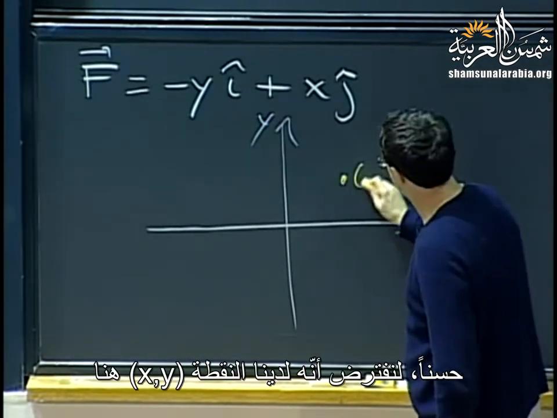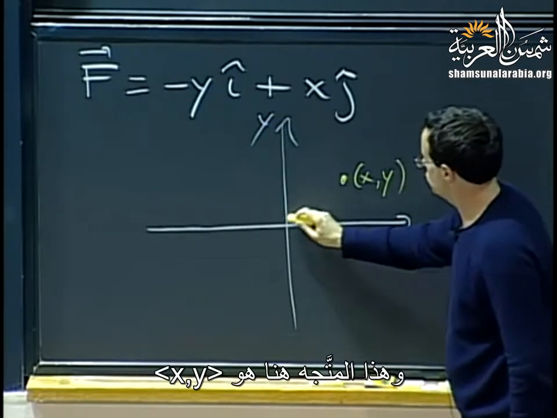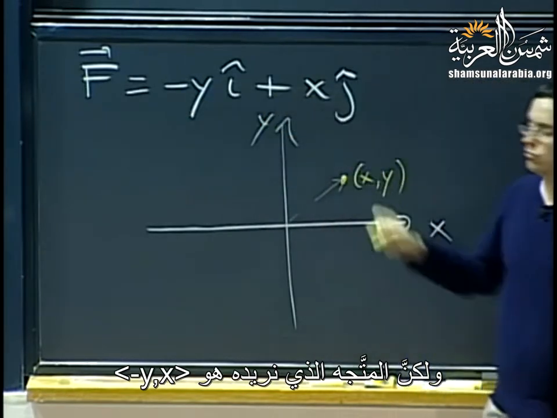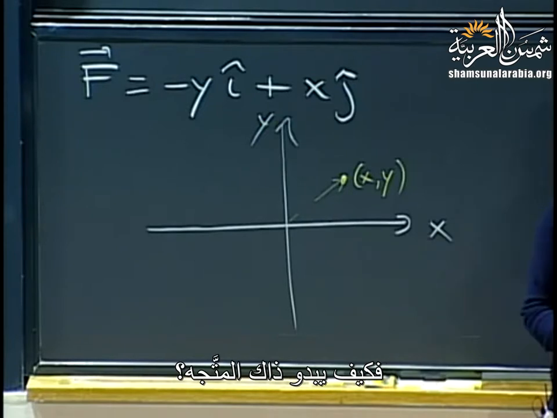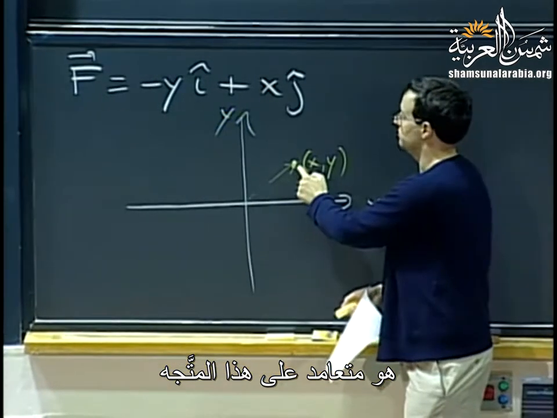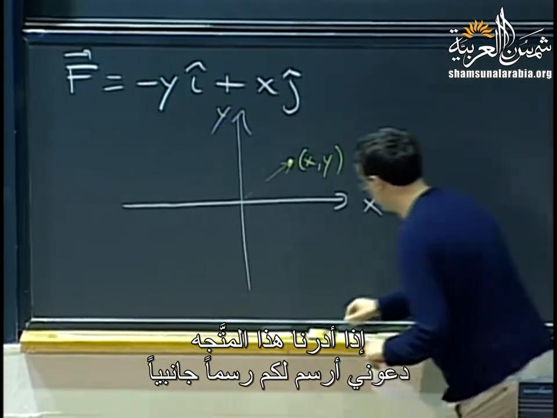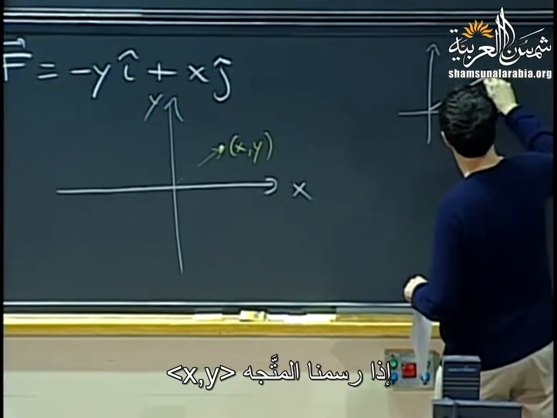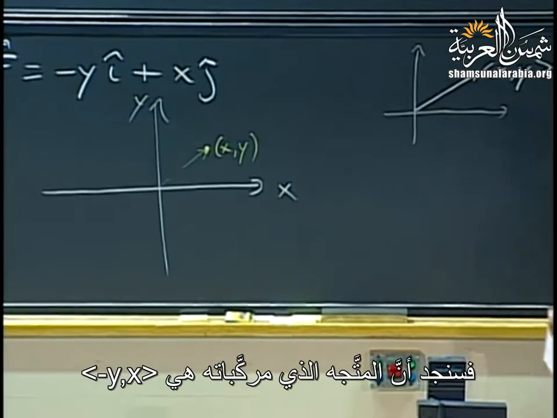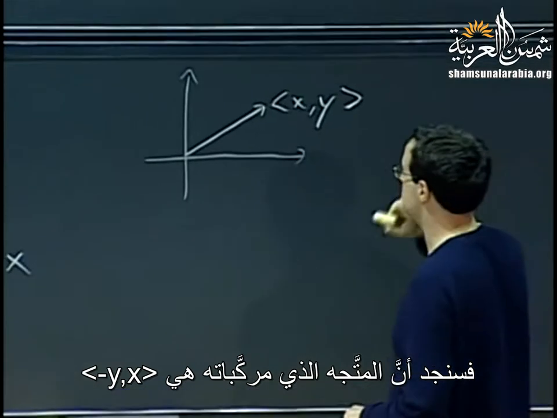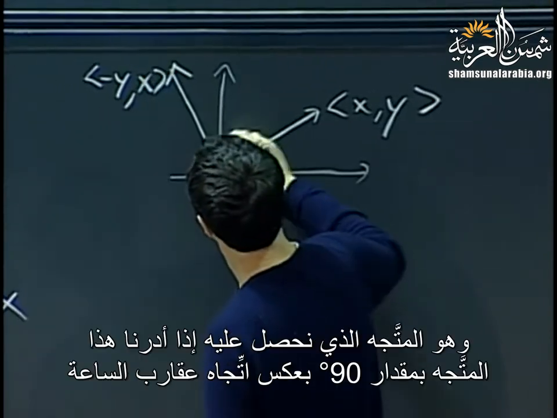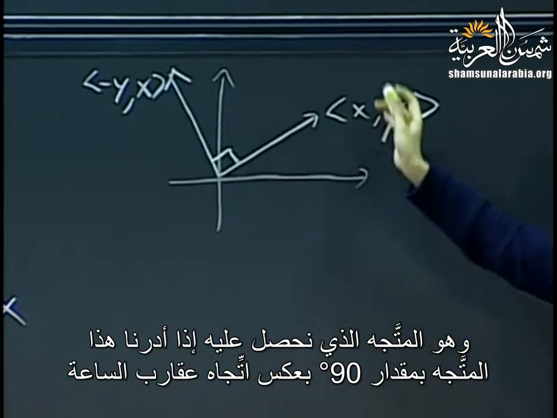So let's say that I have a point x, y here. This vector here is x comma y, but the vector I want is negative y comma x. So what does that look like compared to it? Yes, it's perpendicular to the position vector. If I take the vector x, y, then the vector with components negative y and x is going to be like this. It's the vector that I get by rotating by 90 degrees counterclockwise.